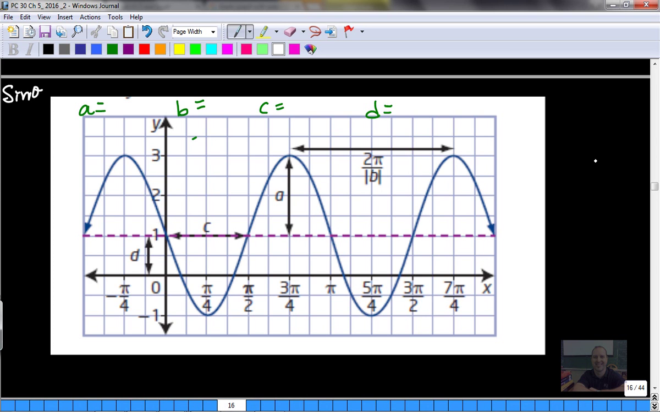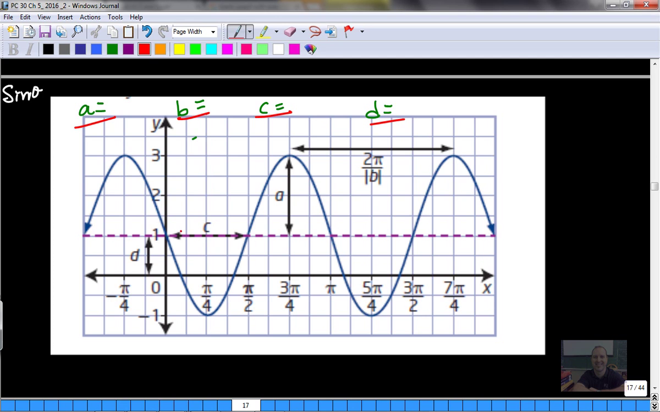And this is where we're given a graph, and we're asked to basically determine the equation of the graph. Now, granted, this is trickier than graphing something you're already given. What we want to do here is determine what the values are for A, B, C, and D, and then we'll plug those into the equation.